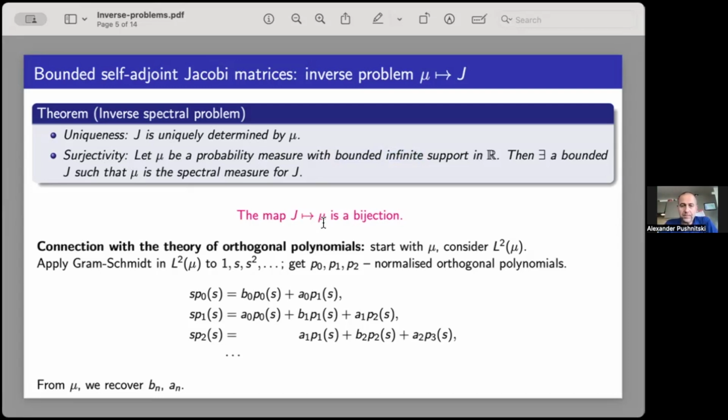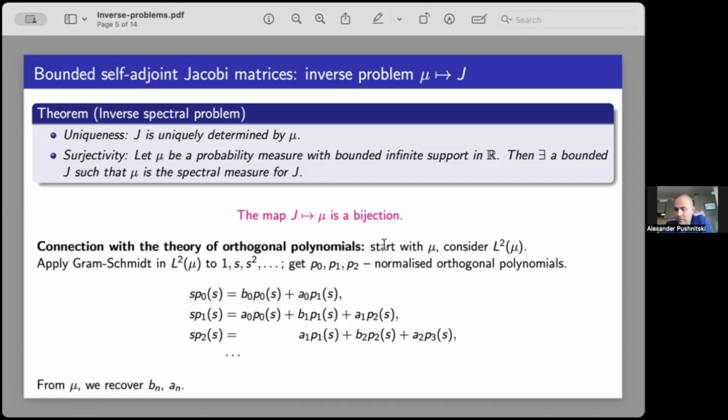Okay, so one may ask, how do we actually invert this map? How do we reconstruct the Jacobi matrix J from the measure mu? This is related to the standard theory of orthogonal polynomials. In the theory of orthogonal polynomials, what we would probably call an inverse problem, they look at as a direct problem.